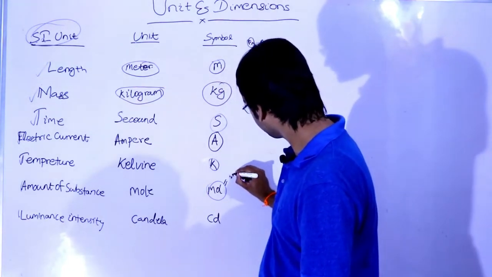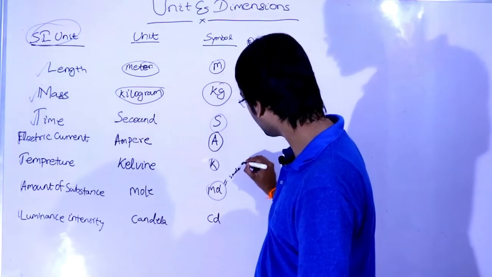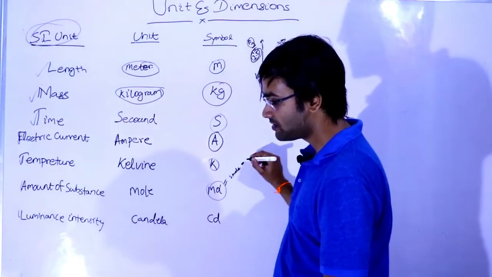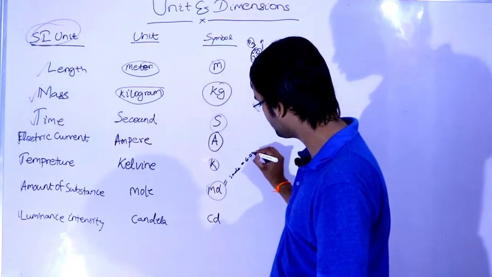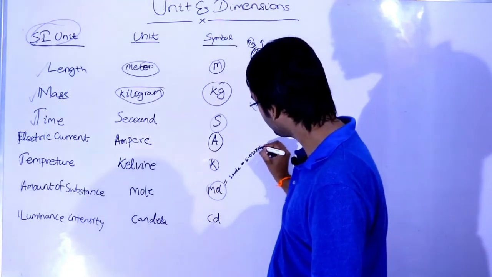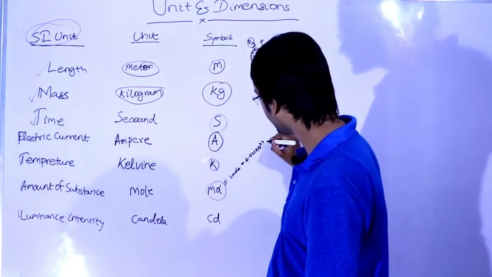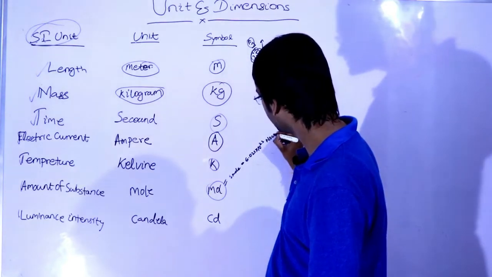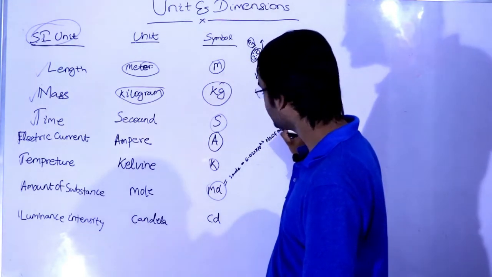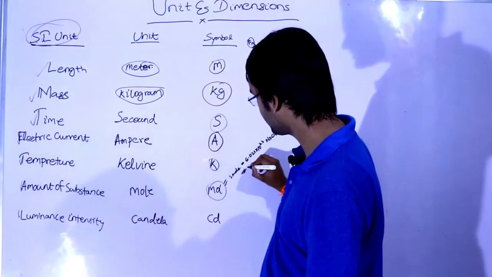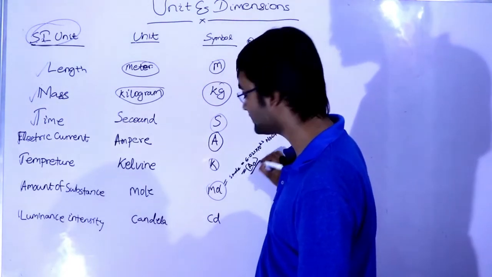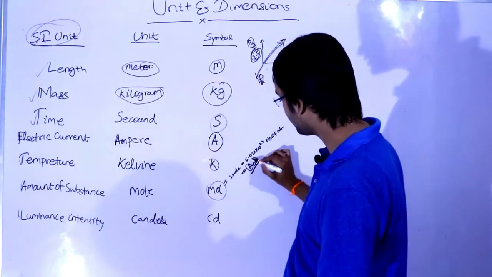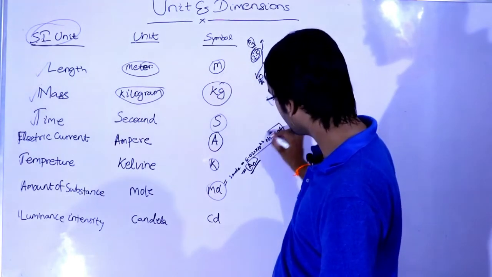1 mole is equal to, there is a number I am forgetting, 6.023 times 10 raised to 23 atoms, that is called the Avogadro number. Yes, that's called the Avogadro number, denoted A naught. 1 Avogadro number is equal to 1 mole.